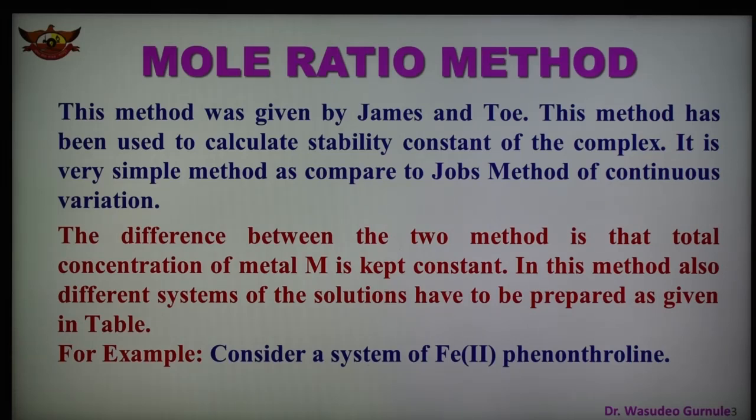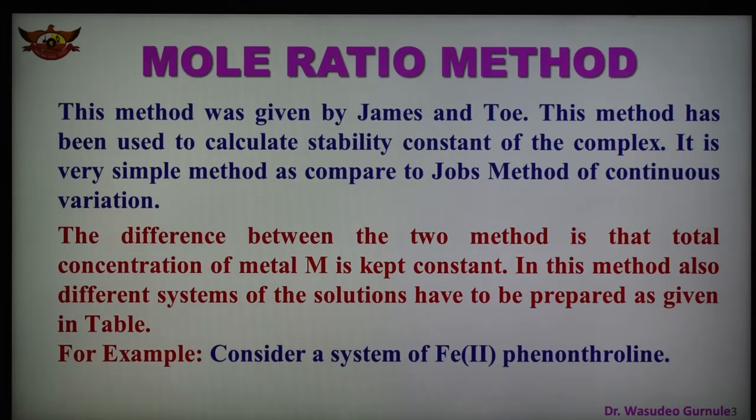This method was given by James and Tow, the names of the scientists, and this method is used to calculate the stability constant of the complexes. And this method is very simple as compared to the job method of continuous variation. So the important difference between these two methods is that total concentration of the metal has to be kept constant in case of mole ratio method.